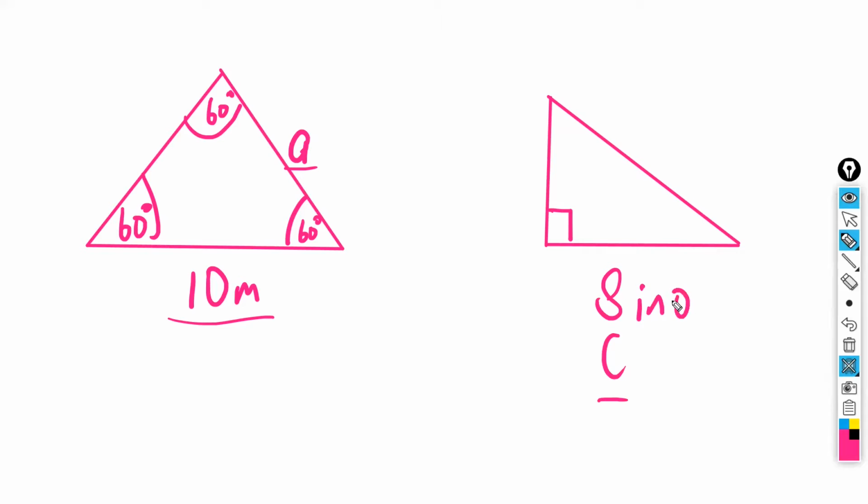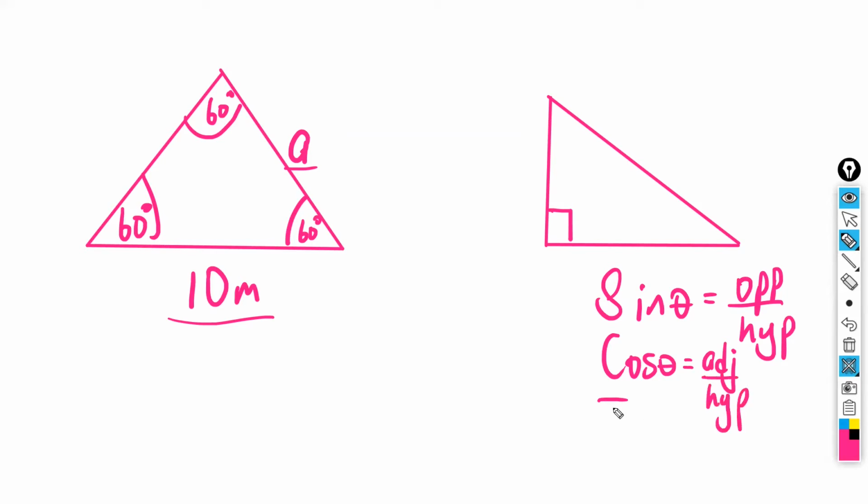Sine of the angle is equal to opposite over hypotenuse. Cosine is equal to adjacent over hypotenuse. And tangent is equal to opposite over adjacent, right? So I already know how to find the angle and the sides with a right angle triangle. But suppose it's not a right angle triangle, guys.